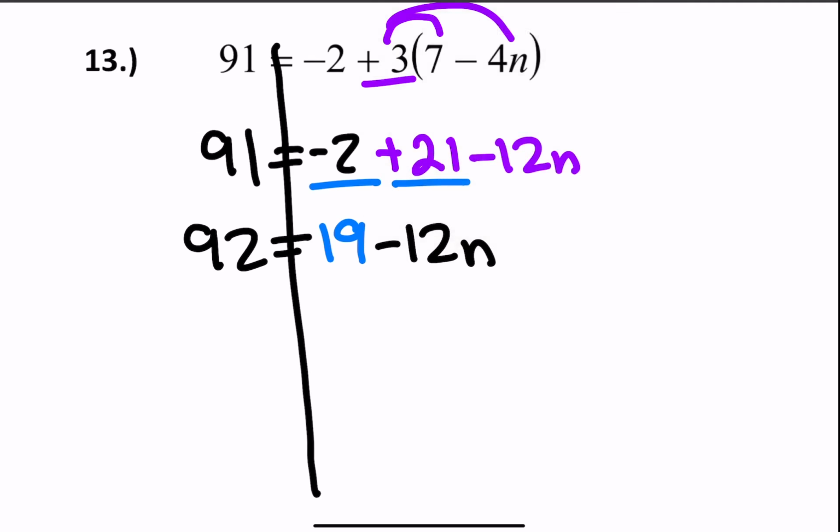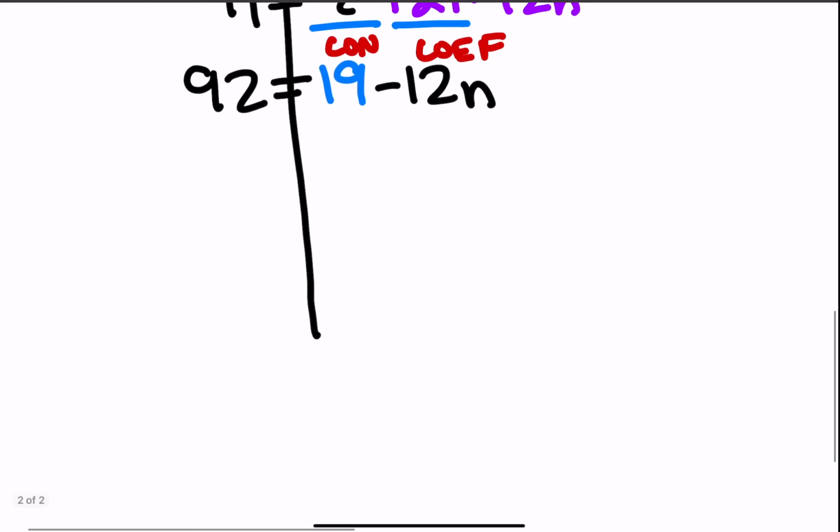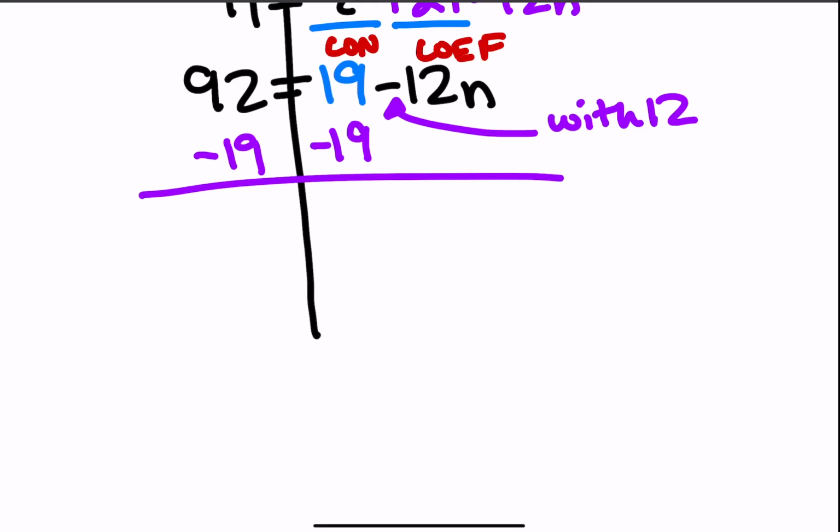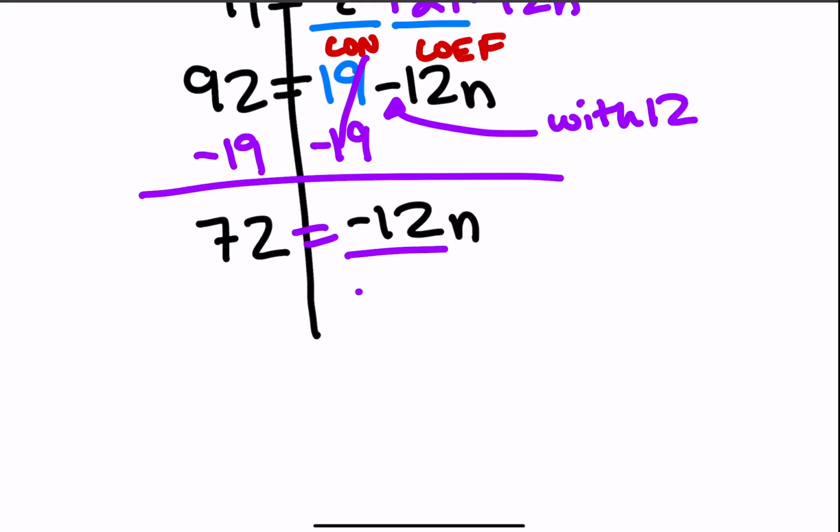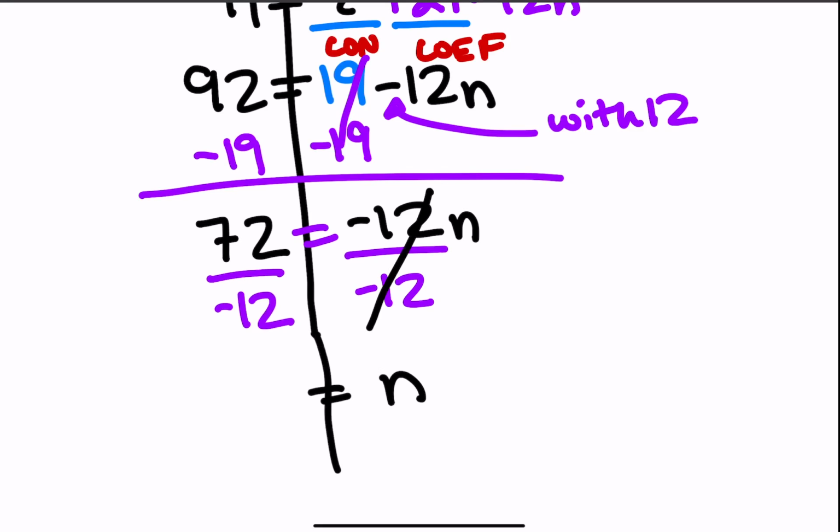Okay, just to remind you, now we're left with a constant and a coefficient. So we're going to get rid of our constant first. So I have 19, I'm going to subtract that 19 because again, this negative is with 12. So I subtract that 19 on both sides. This leaves us with 72, and I forgot my n. Then I need to divide by negative 12 on both sides to get rid of my coefficient, which leaves us with n equals negative 6.